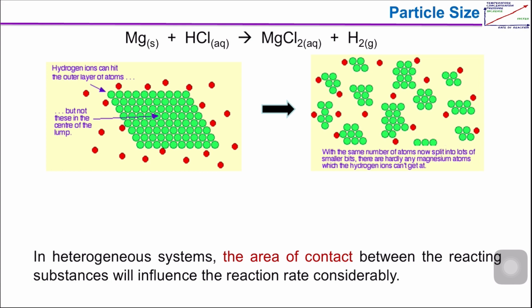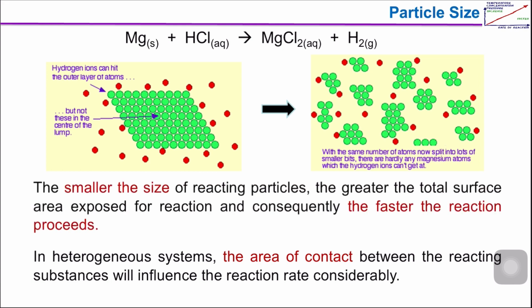So the smaller the size of reacting particles, maknanya particles itu akan mempunyai greater total surface area exposed for the reaction. Hence, collision akan berlaku. That's why the reaction becomes faster. So in a heterogeneous system, area of contact between reacting substances ni akan mempengaruhi reaction rate. That's why awak akan kecilkan dia macam this one instead of one whole lump like this one.